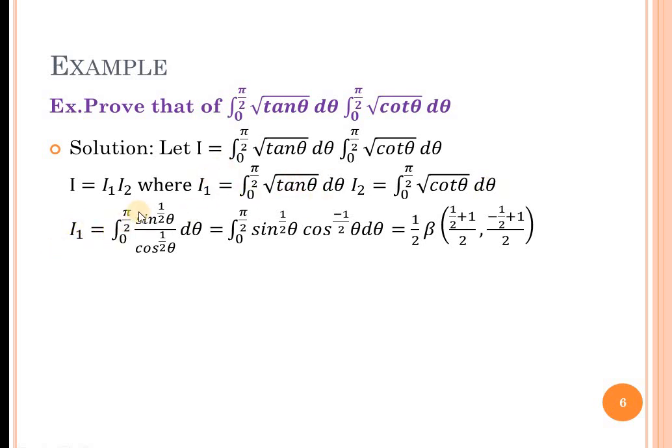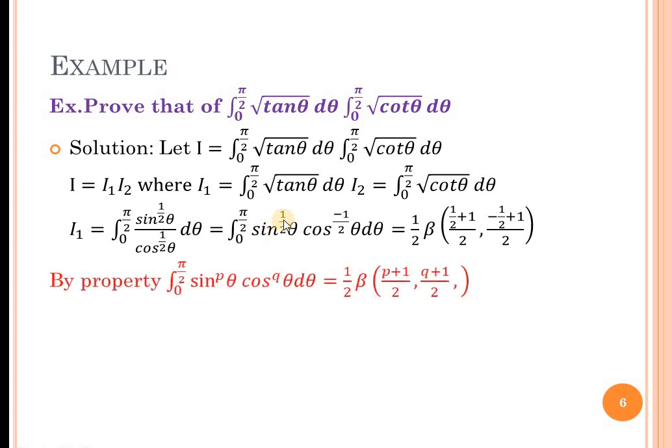So for I1, I write integration 0 to pi by 2. Root of tan theta I write in sin and cos, so it is sin raised to 1 by 2 theta upon cos raised to 1 by 2 theta d theta. Again I take this cos to the numerator. It becomes the integration from 0 to pi by 2 of sin raised to 1 by 2 theta into cos raised to minus 1 by 2 theta d theta. Now this is of the type sin raised to p theta into cos raised to q theta d theta, with integration limit from 0 to pi by 2.